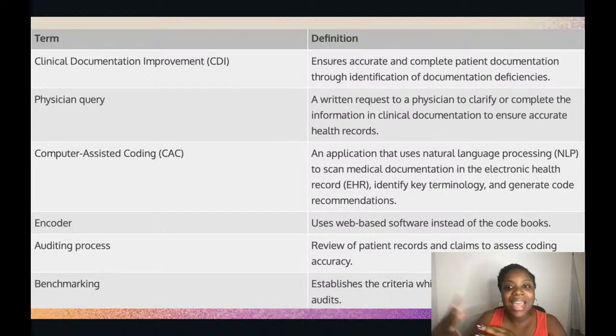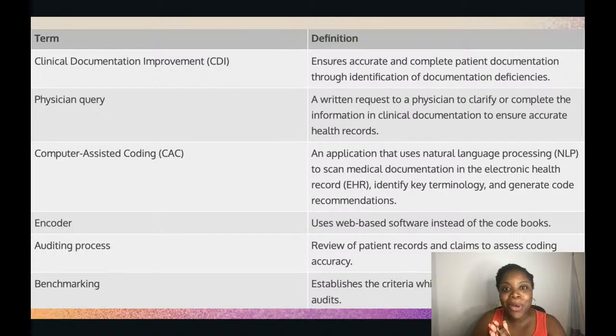So it's just a helper, just a nice electronic assistant that will be able to read the medical note that was typed out or written out by that provider or that medical professional, and they'll be able to hopefully spit out some codes that it feels matches what they actually see in the note.